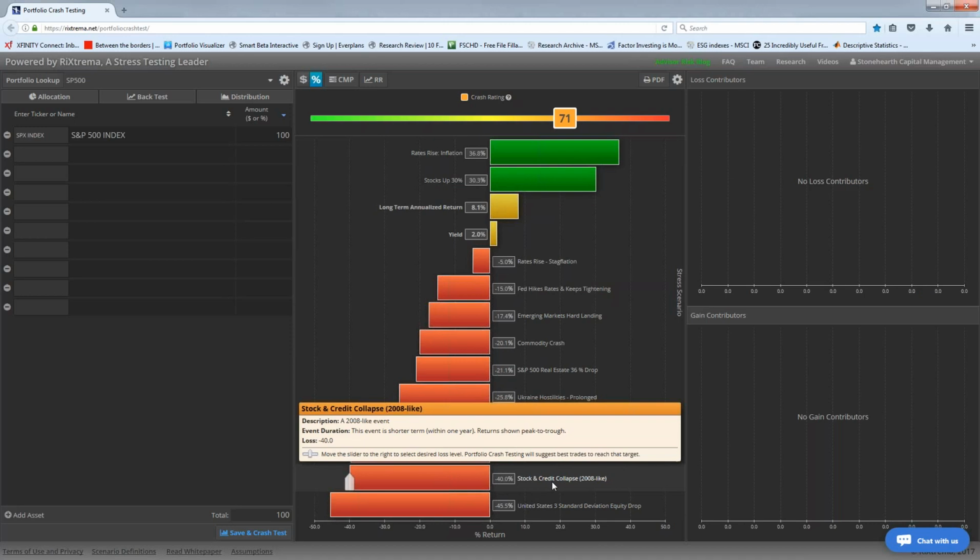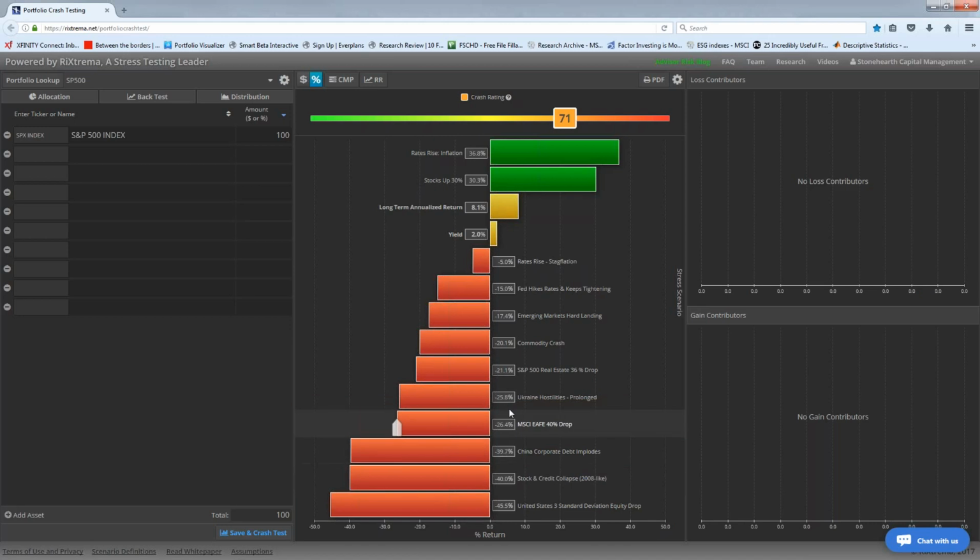As a ranking of 71, what it means is that in a stock and credit collapse like we saw in 2008, this portfolio could potentially lose right around 40%. Again, we use the past as a guide, it doesn't guarantee the future, but it's always a good place to start. If we look back to 2008, the S&P lost, I believe, 37.8%, so it's very accurate there. It's easy to do that when you're looking back. But if something like that happened again, we could see this portfolio lose 40%.